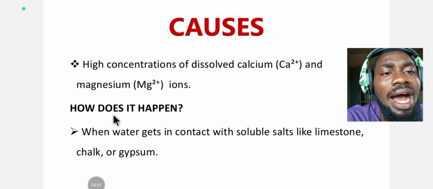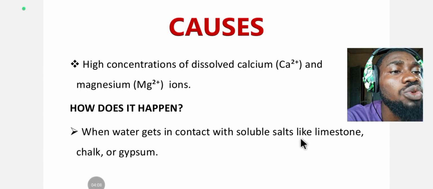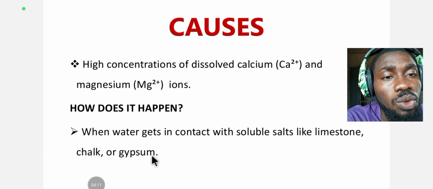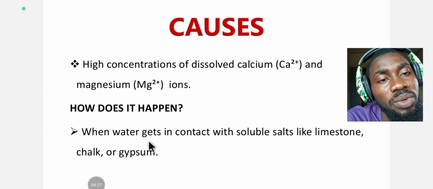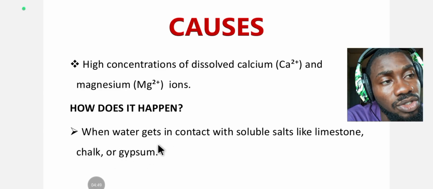Okay. So how does hardness of water occur? When water gets in contact with soluble salts like limestone, chalk, or gypsum. You know what gypsum is? The ore of calcium, where it occurs naturally as gypsum, a combination of various elements including calcium.